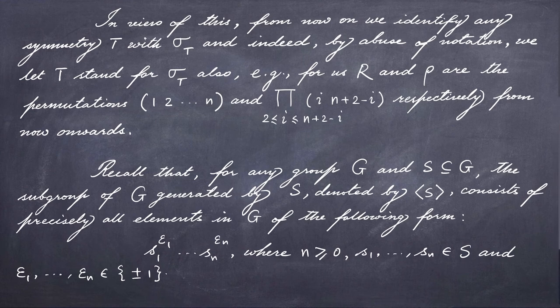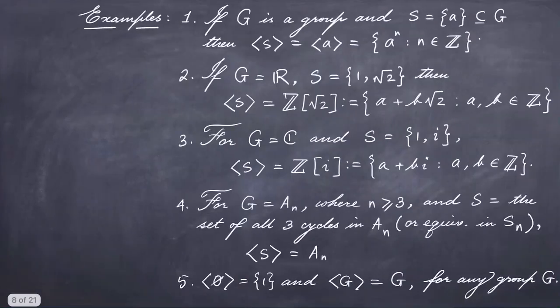So S1 up to Sn are from S, here n is a non-negative integer, and epsilon 1 up to epsilon n are either plus 1 or minus 1. What it means is the subgroup generated by S is the collection of all finite products of the elements from S and their inverses. Okay, so for example, it will be quite clear to you.